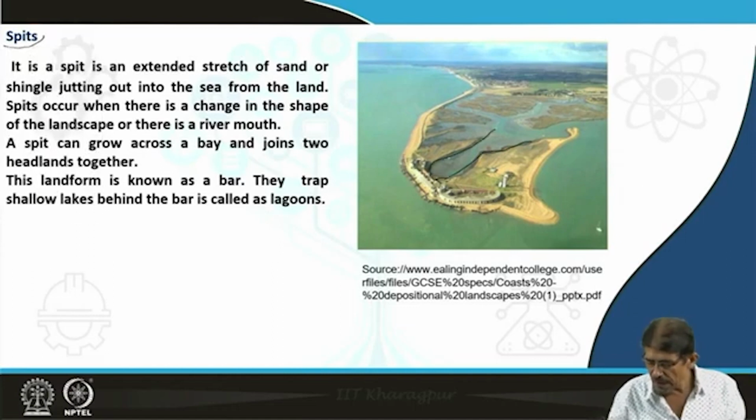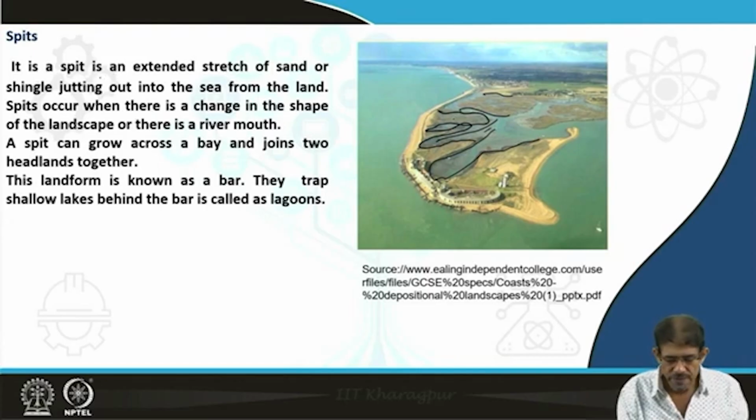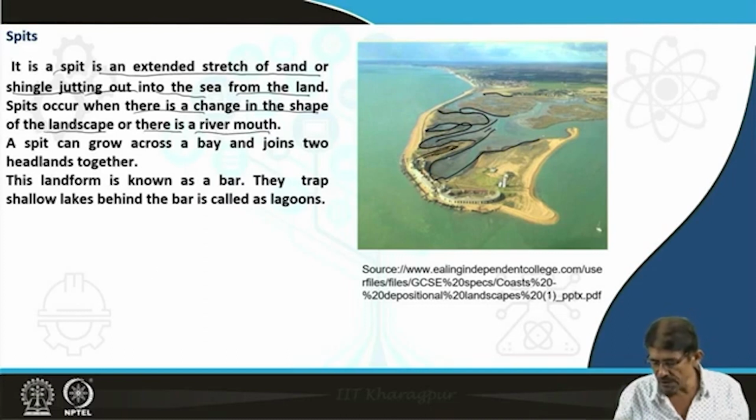What is a spit? The path for ingress of seawater inside the land area is recognized as a spit. A spit is an extended stretch of sand or shingle jutting out into the sea from the land, and spits occur when there is a change in the shape of the landscape or there is a river mouth. Due to deposition of sediments, the water present inside looks like it is injected inside the land. Such formation of land area makes the spit type of situation.